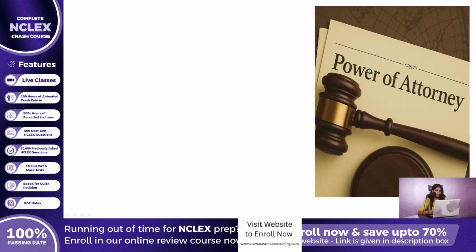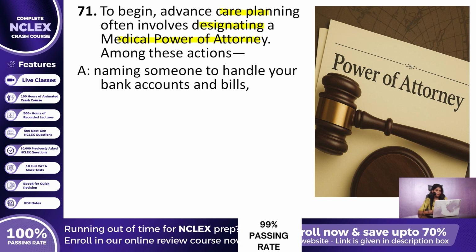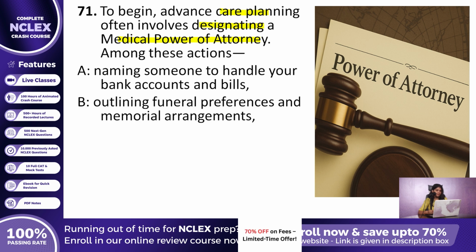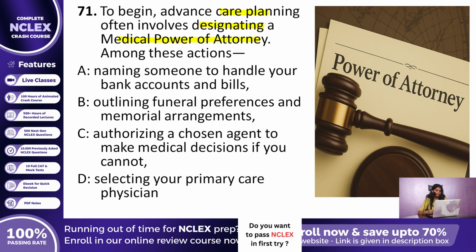Question 71. To begin, advanced care planning often involves designating a medical power of attorney. Among these actions, A. Naming someone to handle your bank accounts and bills. B. Outlining funeral preferences and memorial arrangements. C. Authorizing a chosen agent to make medical decisions if you cannot. Or D. Selecting your primary care physician.